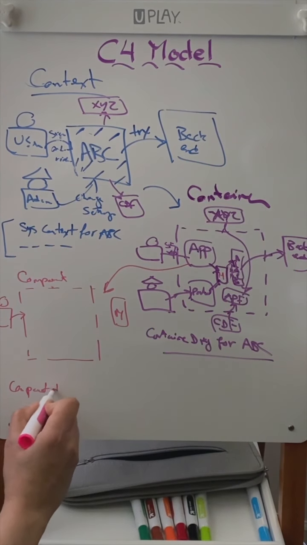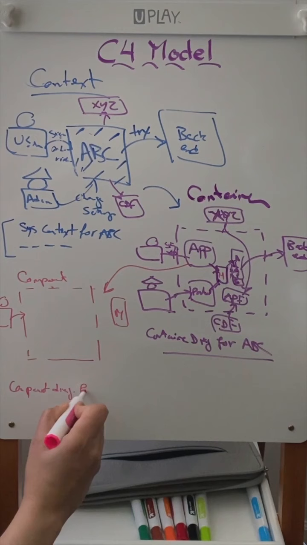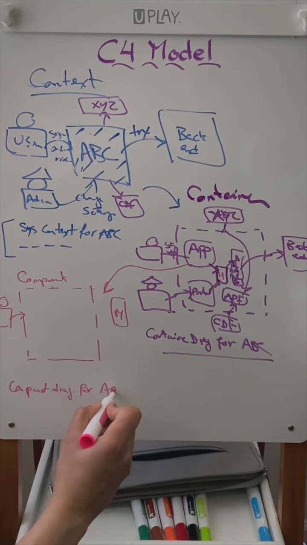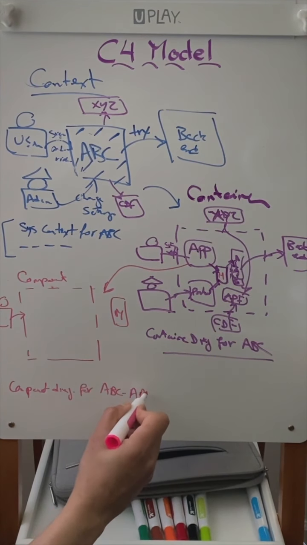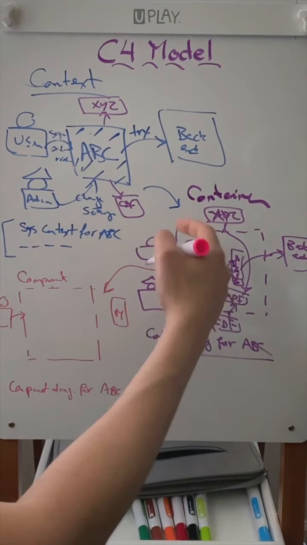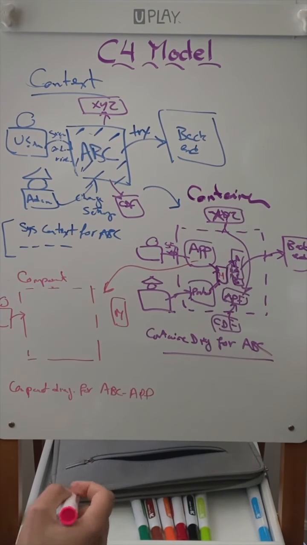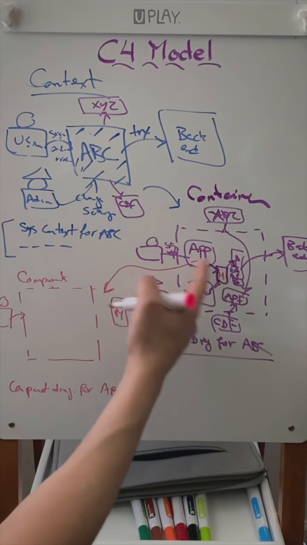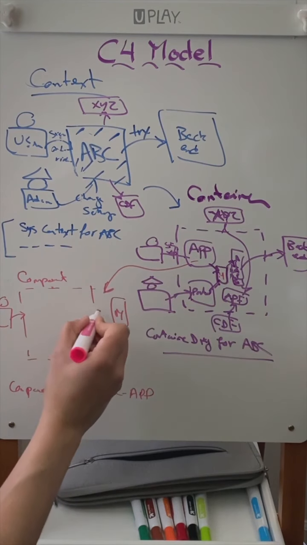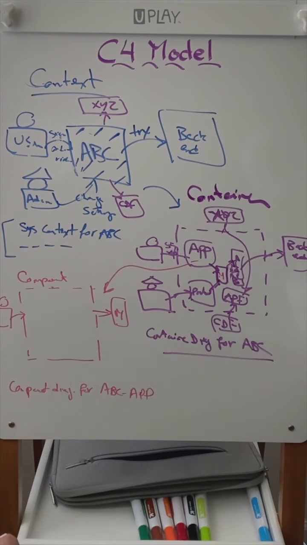Component diagram for the ABC app. So this is for ABC as a system, and the app is kind of a part of it. We'll take the app. The app has two relations only. This is this and that, how it will be inside the app.